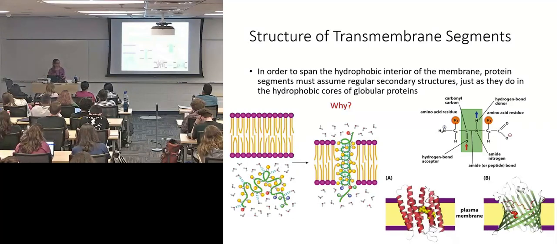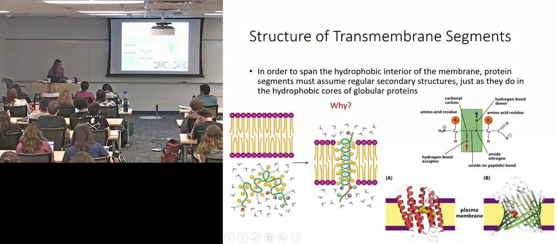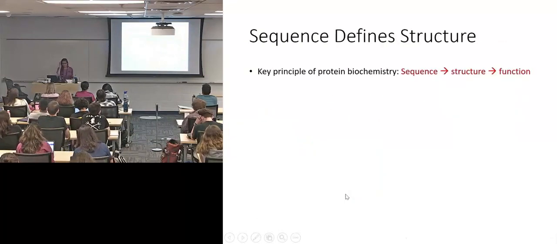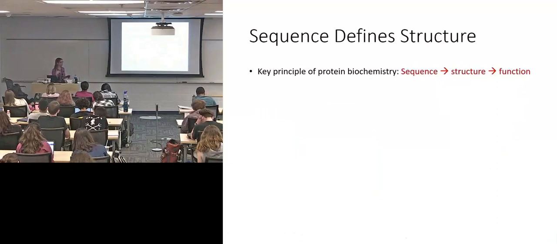Okay. So this is just another illustration of what that might look like. And here, because the book color-codes this, all our polar groups in red, green, or blue are going to be generally on the outside. Okay? So this is a key principle for protein biochemistry. Sequence determines what structure it can be in. Structure determines function.